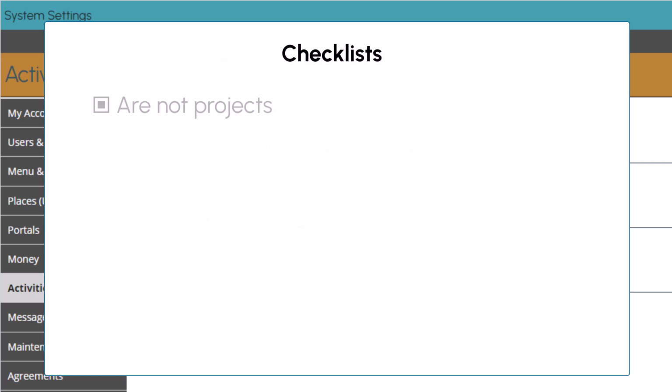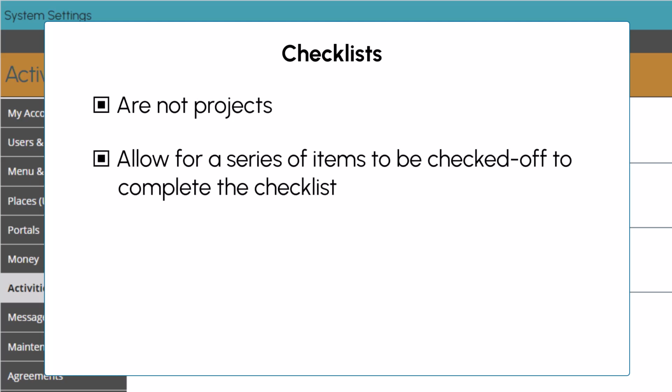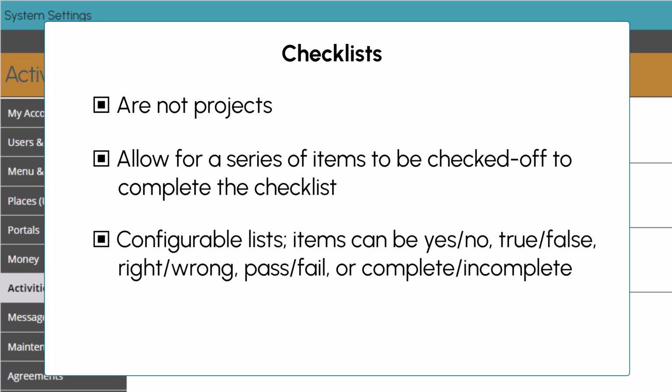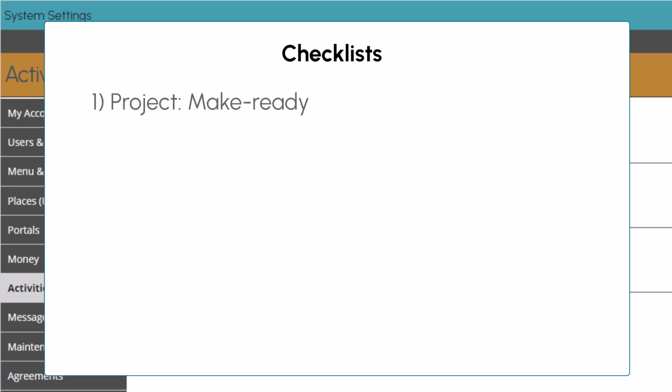Note that projects should not be confused with checklists. The Harmony checklist system allows you to check off a series of items, including items to review, verify, or to do. It's powerful, flexible, and simple, but it's not time-based with priorities, like activities are. You can combine activities with checklists, where one activity requires confirmation of individual components.